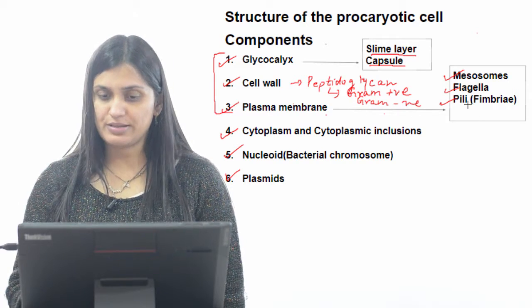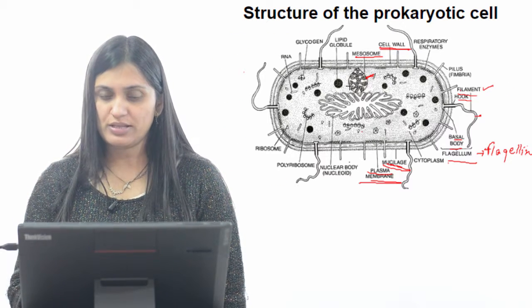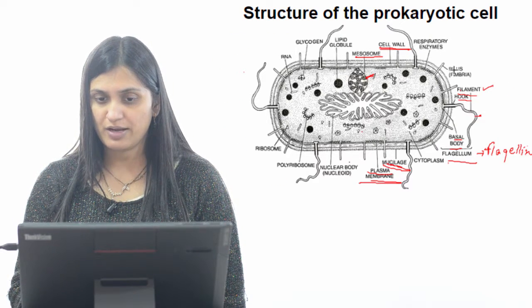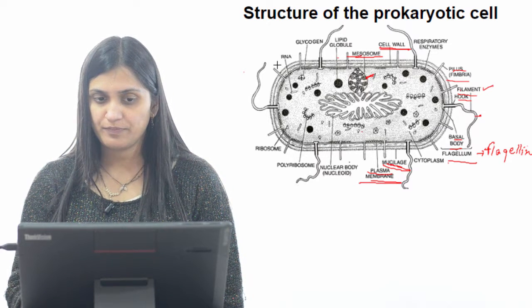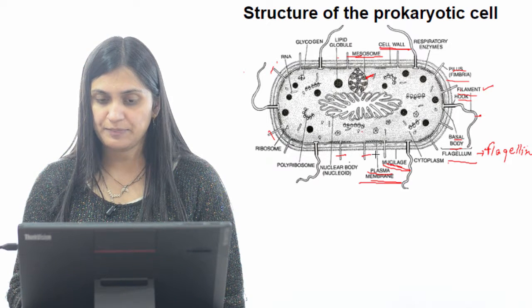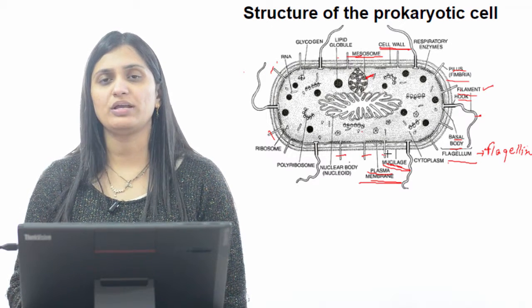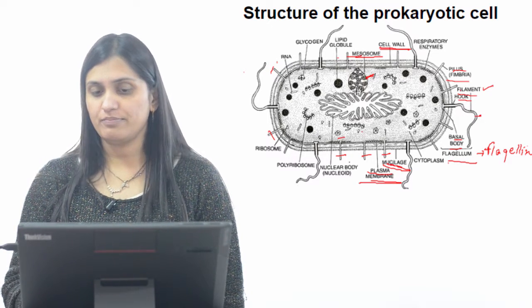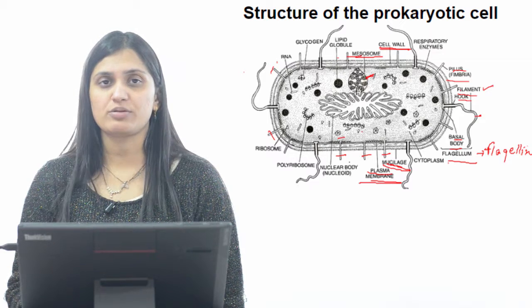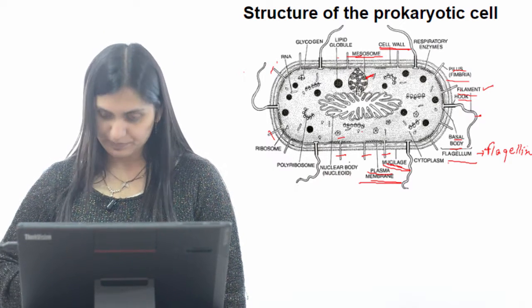Now the third one is the pili or fimbriae. You can see this is pili or fimbriae. They are thread-like structures present all around the bacterial cell. The pili are formed of a protein called pilin, and they help in conjugation and also help in cell attachment.